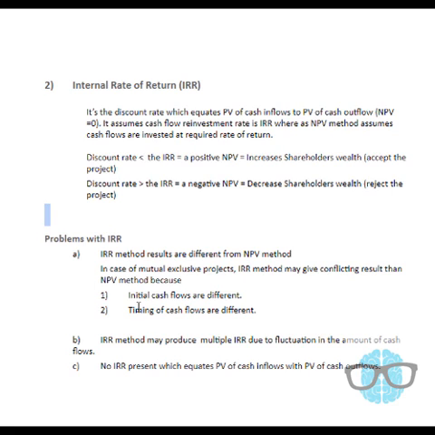So in those cases, IRR is not a suitable method, and the NPV method should be chosen in deciding the project priorities and choosing among conflicting projects.